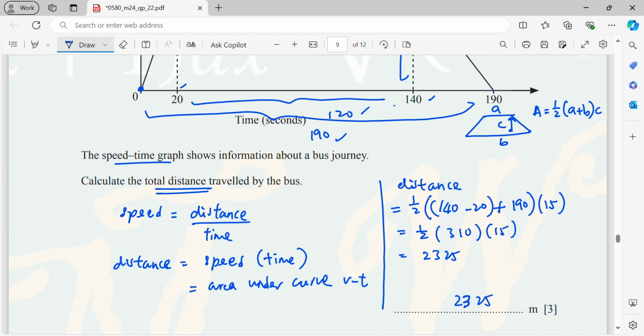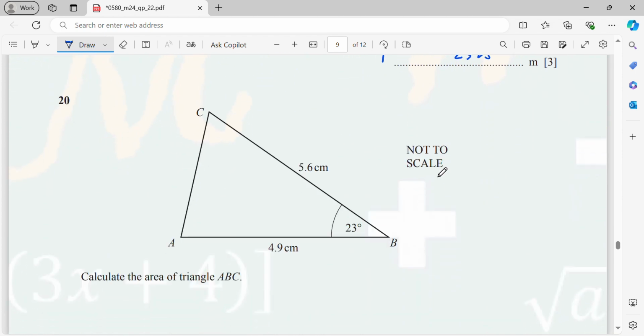So that's the total distance traveled by the bus. Okay, now question number 20. Calculate the area of the triangle ABC. So we have a formula here.